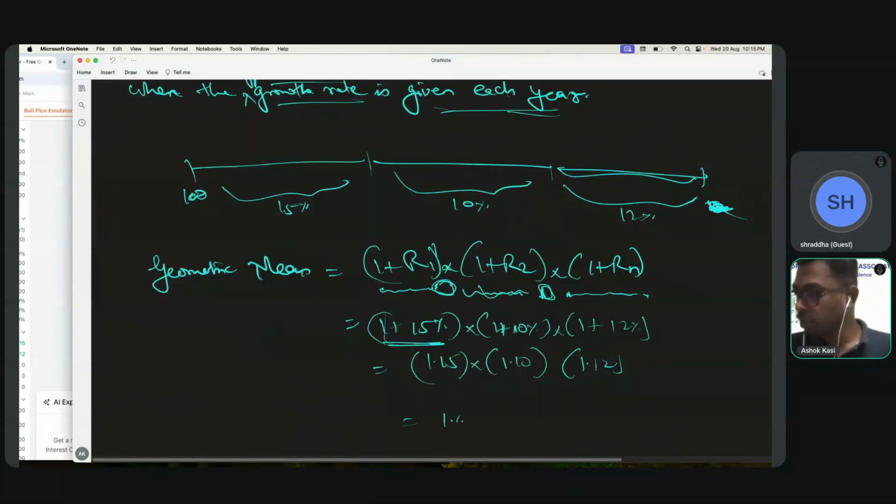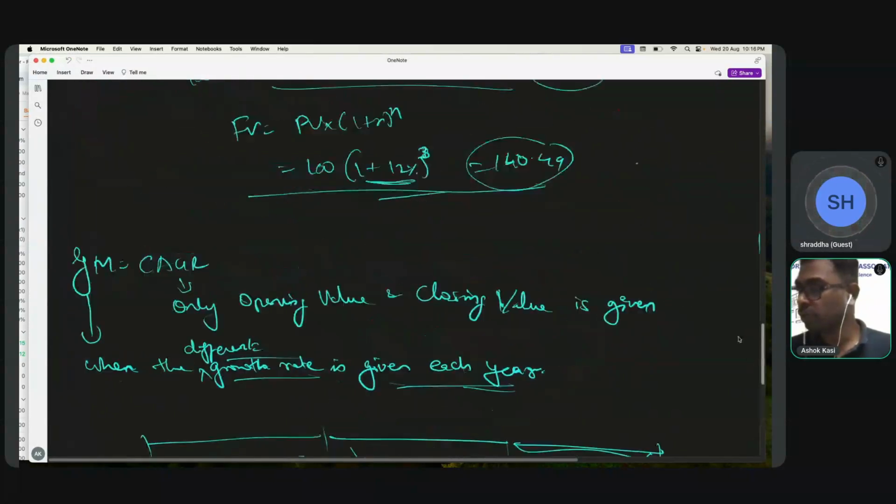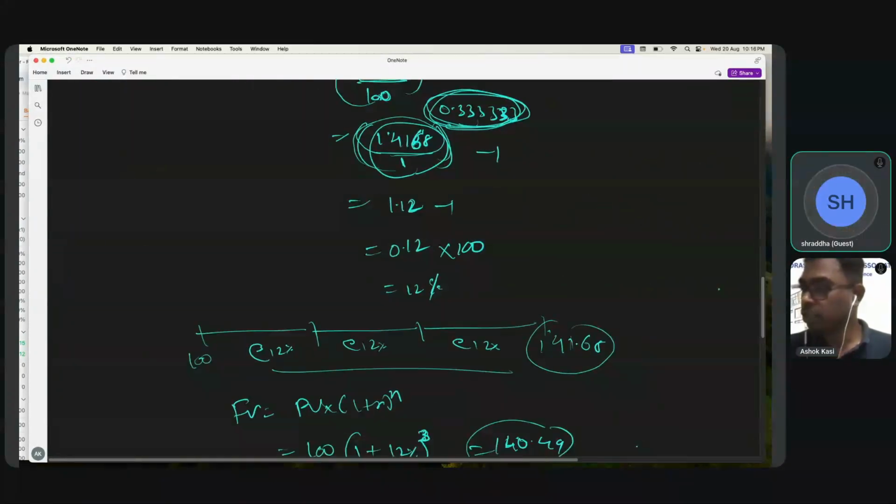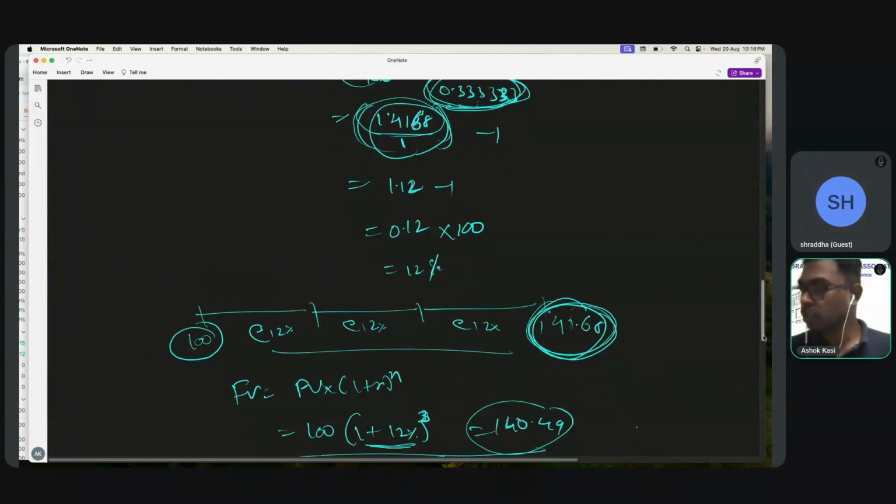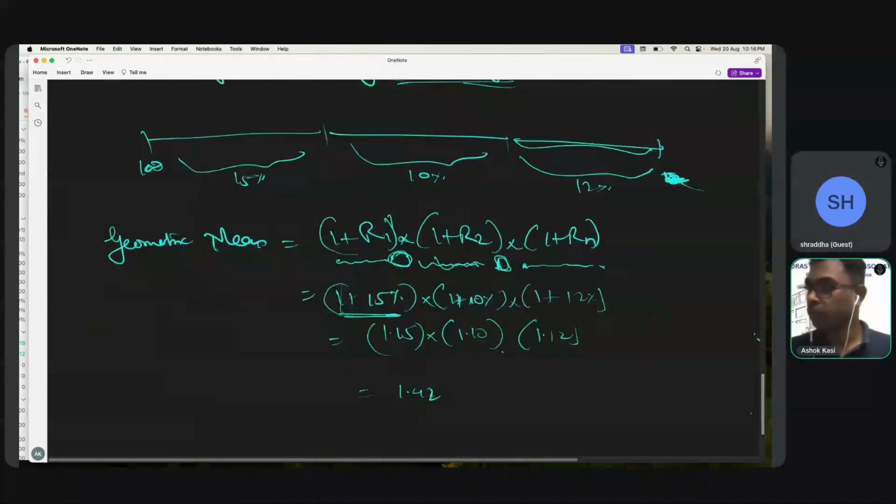So what does this indicate? It indicates that 1 will reach 1.42, just like over here 100 reached 142. So 1 is reaching 1.42. So it is doing the same work. But my intention is, in 1 year where will it reach?